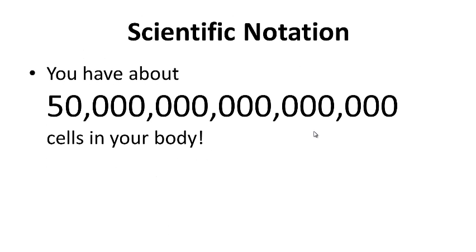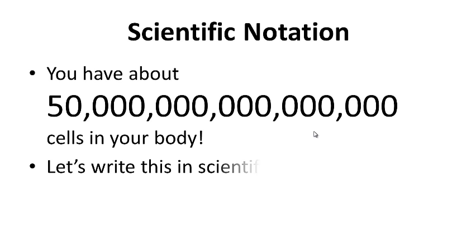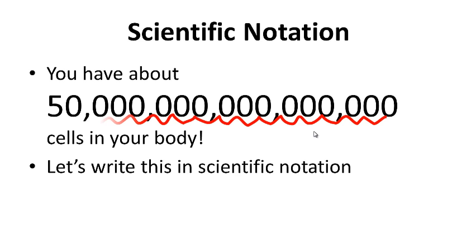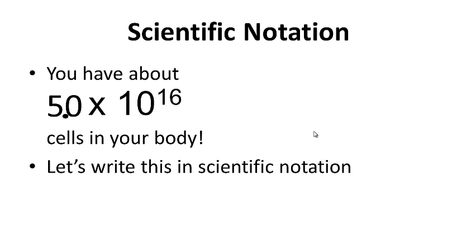You have about 50 trillion cells in your body. Okay, well, let's write this in scientific notation. Move the decimal over, okay, to the left. Throw our decimal in 16 places, which gives us a power of 16 here. Okay, so 5.0 times 10 to the 16th. Okay, written in scientific notation. Okay, so which one would you rather write? This short notation or the number with all the zeros?